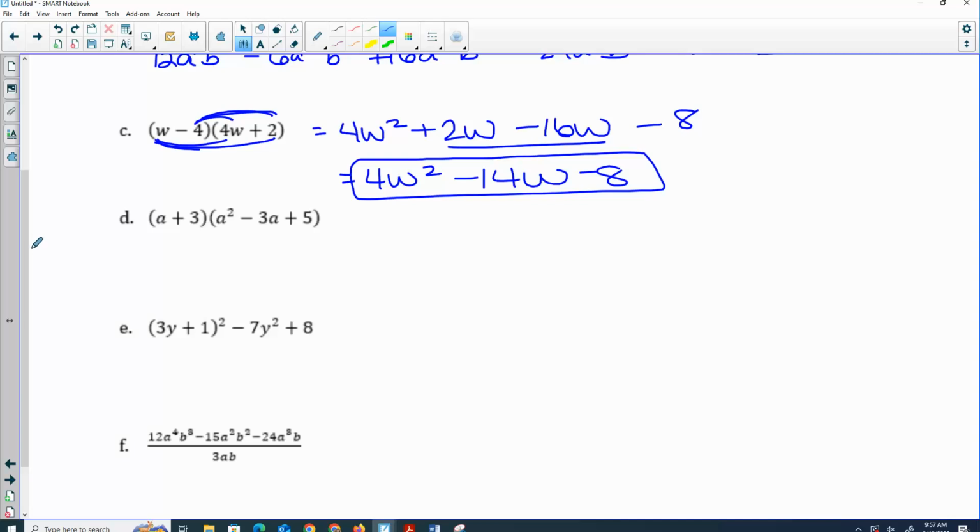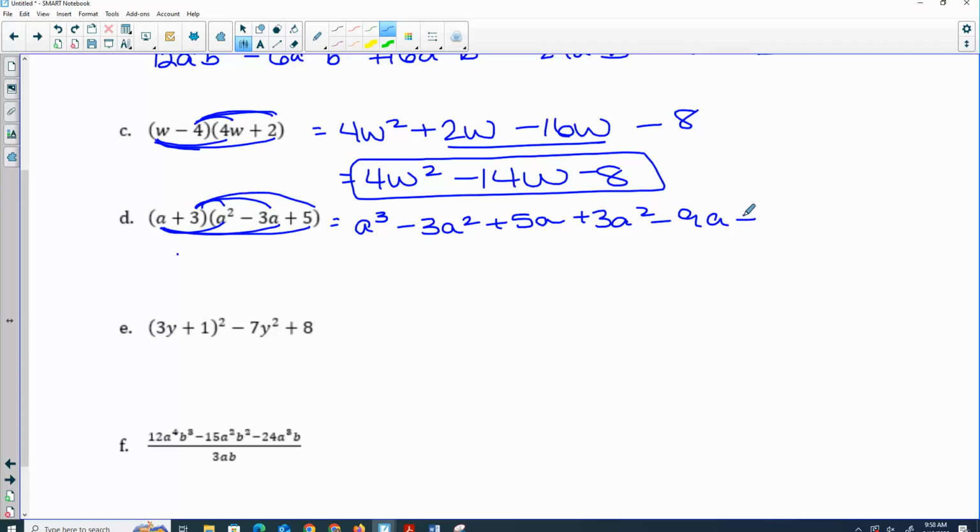Next one, I gave us another multiplication. So we have to take everything in the first times everything in the second. A times A squared is A to the third. A times -3A is -3A squared. A times 5 is 5A. Now we take the 3 through. 3 times A squared is 3A squared. 3 times -3A is -9A. 3 times 5 is 15.